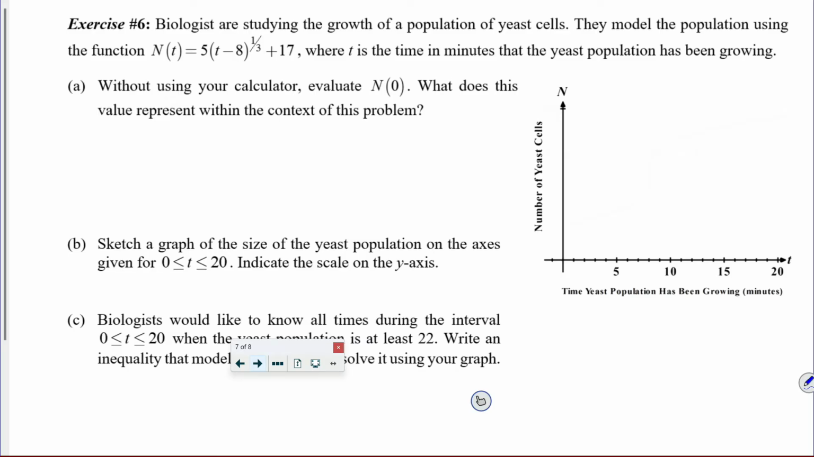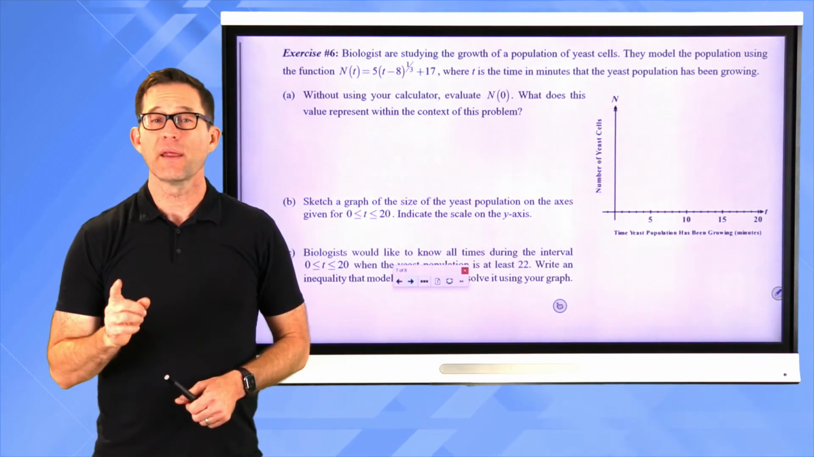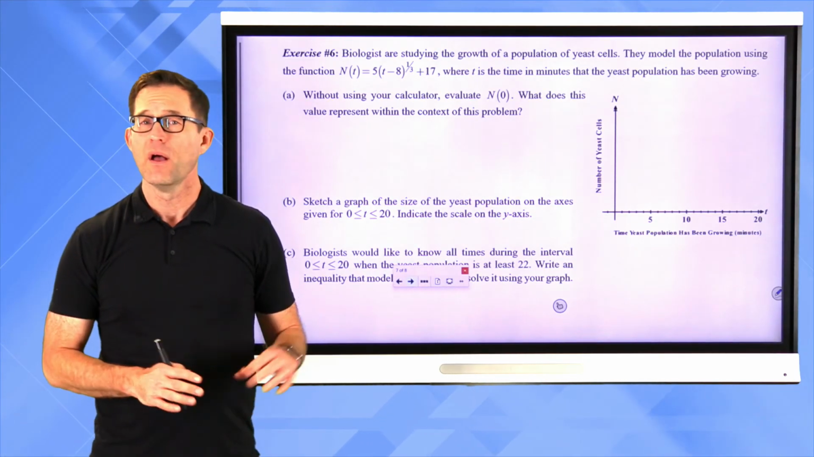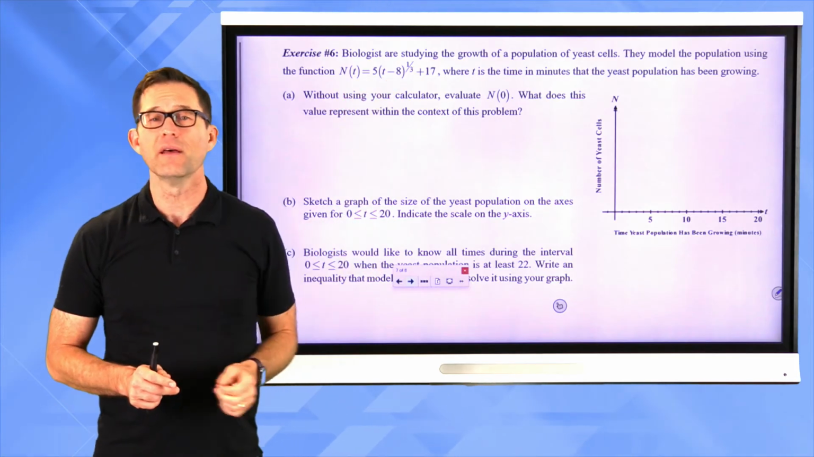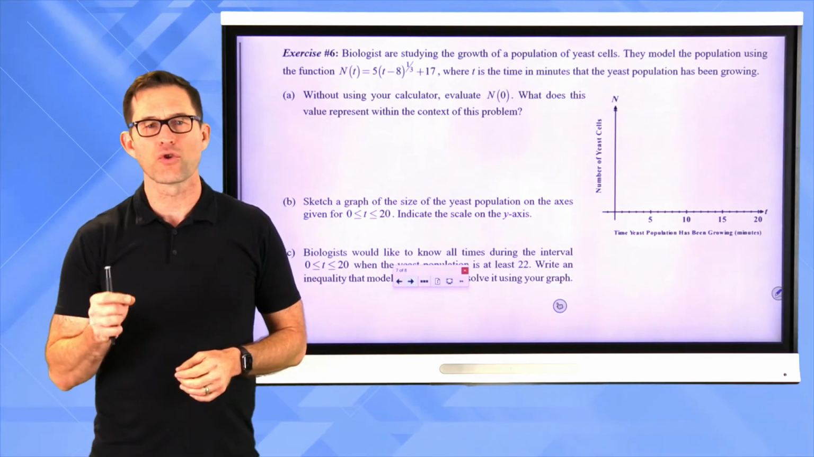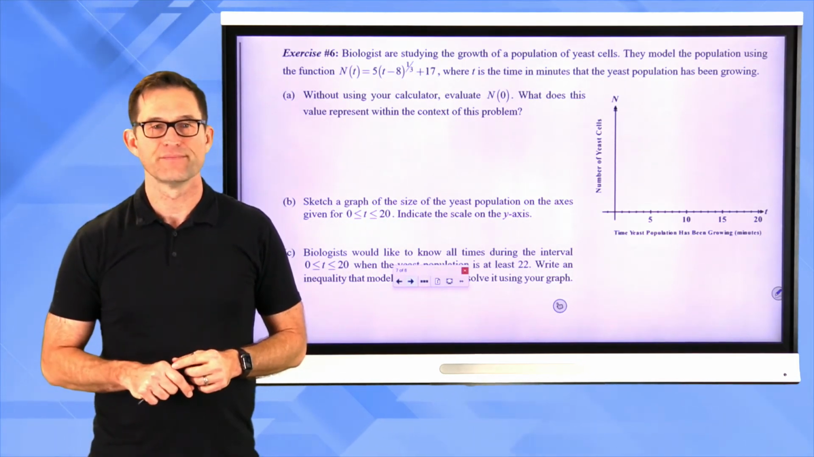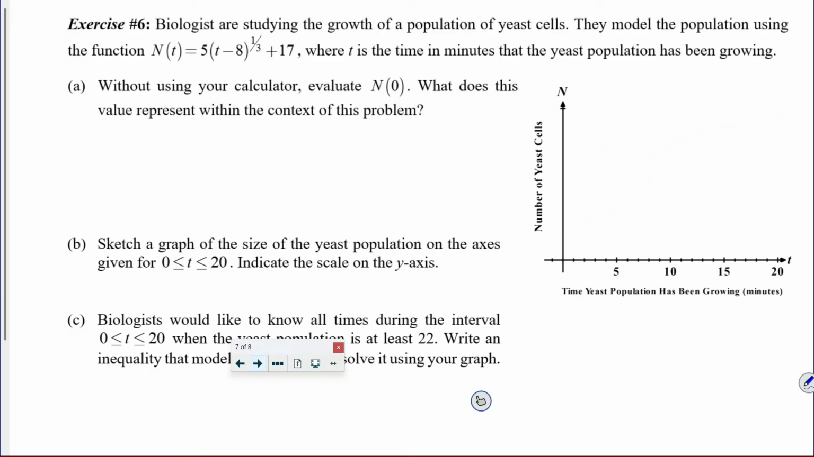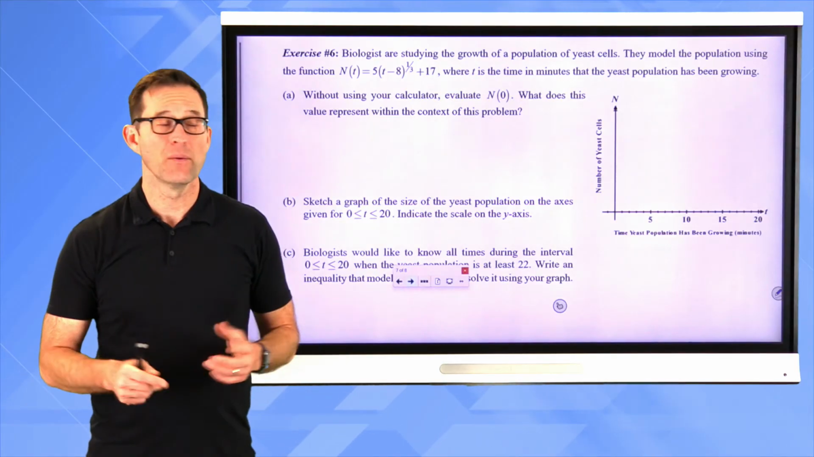Letter A. Without using your calculator, evaluate n of 0. What does this value represent within the context of the problem? Awesome. So what I'd like you to do is pause the video right now, substitute 0 in for t, see what you get, and then try to interpret what that answer tells you. All right, well, let's do it.